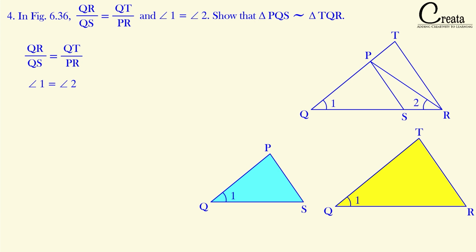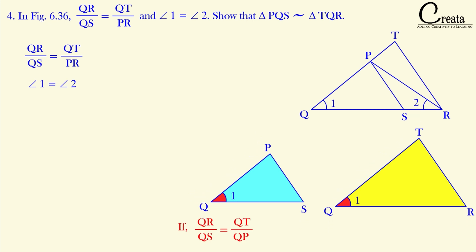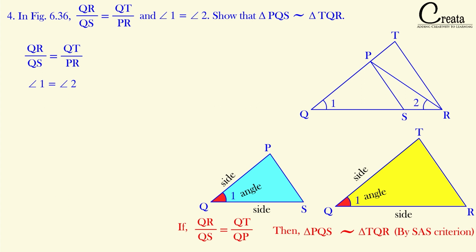Here in both of these triangles, angle 1 is common. If we are somehow able to prove the ratio of these corresponding sides as equal, then we can say both the triangles are similar as per SAS criteria. These two corresponding sides and the angle in between them, SAS criteria. Note that we are just discussing the strategy. If we are able to prove the ratio of the corresponding sides of both of these triangles as equal to each other, then we can say by SAS criteria both the triangles are similar to each other.